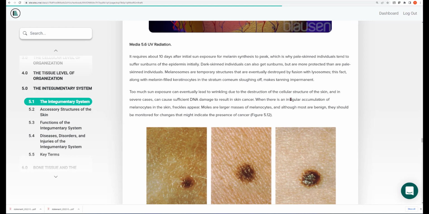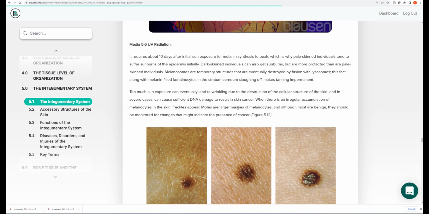Irregular accumulation of melanocytes in the skin can lead to freckles. And freckles are usually more obvious in some individuals in the summer months. Those irregular masses of melanocytes, if they're very large, can appear as a mole.